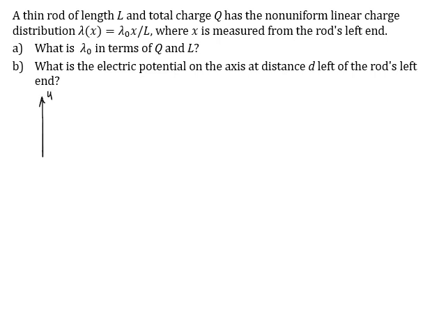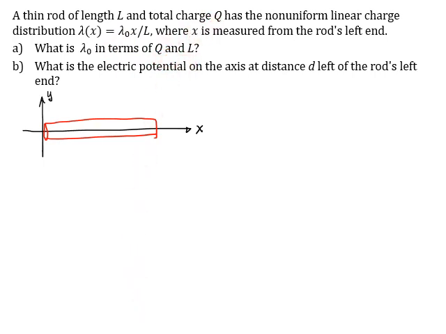I'm going to put a y-axis vertically. I'm going to put an x-axis horizontally, and the problem description tells us that x equals 0 is at the rod's left end. Okay, so here's a picture of our rod. The first thing we're asked to find is lambda naught, the constant in our expression for charge density, in terms of the net charge and the length of the rod L.